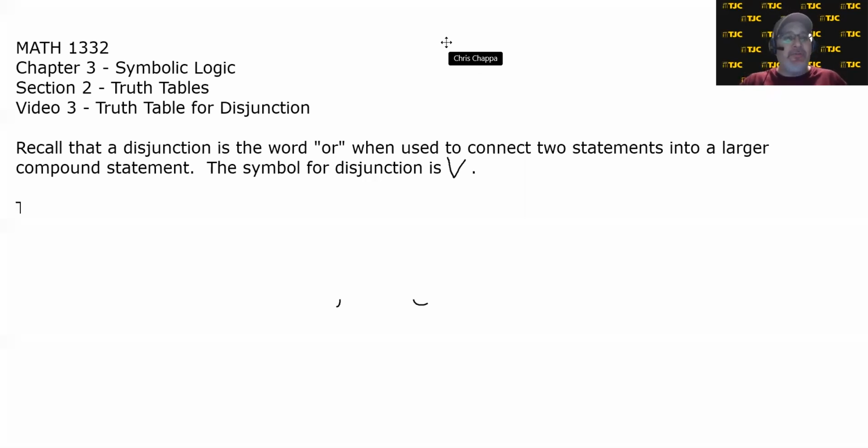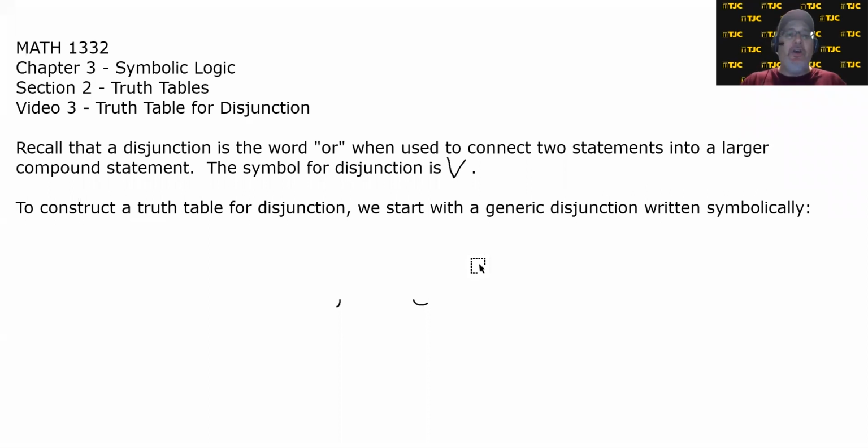All right. Let's see what's under here. To construct a truth table for disjunction, we start with a generic disjunction written symbolically, P or Q. Remember, disjunction is the symbol for or.